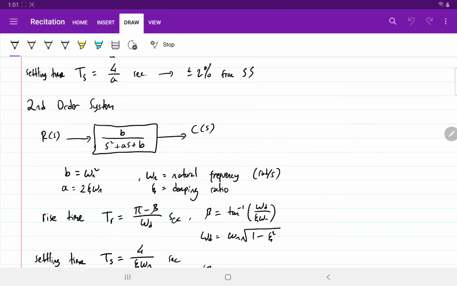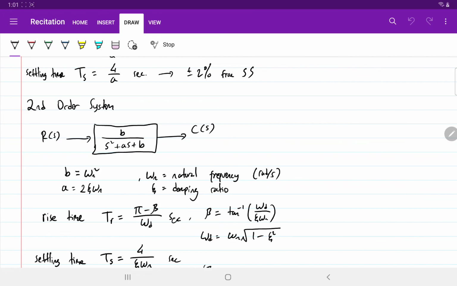Rise time is pi minus beta over omega d. Omega d is defined as omega n times square root of 1 minus zeta squared, whereas beta is the tangent inverse or inverse tangent of omega d over zeta times omega n. Alright, see that from this transfer function b over s squared plus as plus b, you should be able to compute zeta and omega n, right?